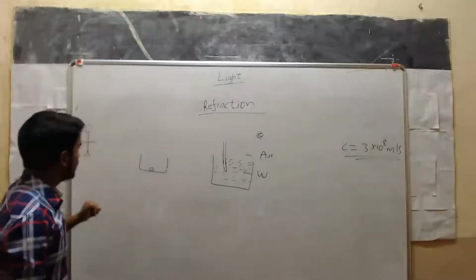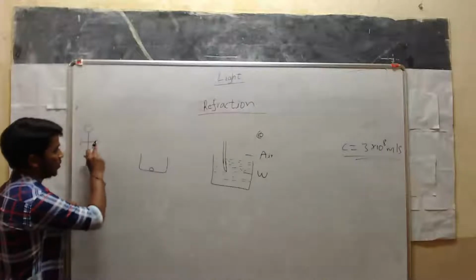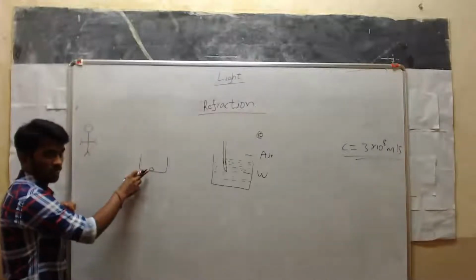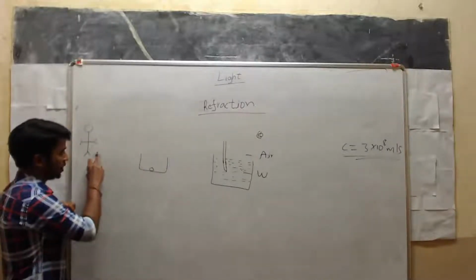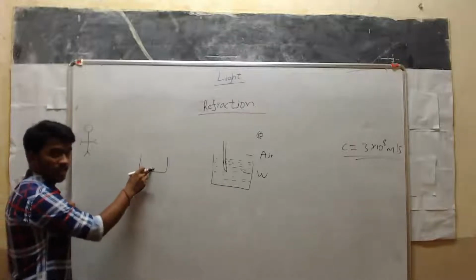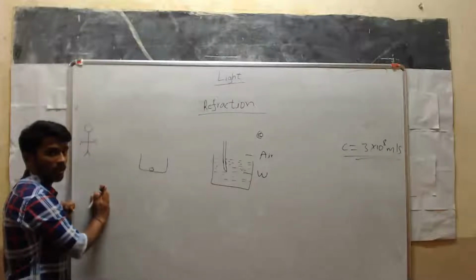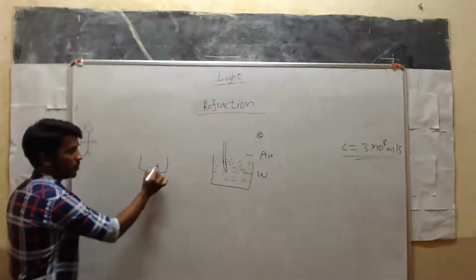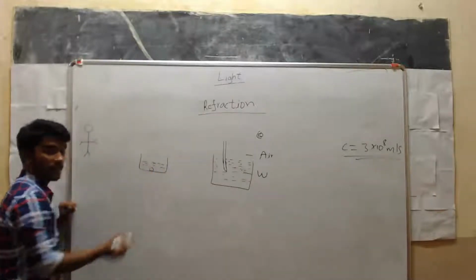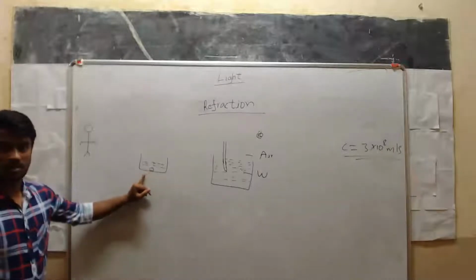So just imagine you are standing here. Now you are not able to see the coin. See, if you come 1 centimeter forward, then you can see the coin. So now just imagine you are not able to see this coin. Just tell your friend to pour the water. Then you can see the coin.